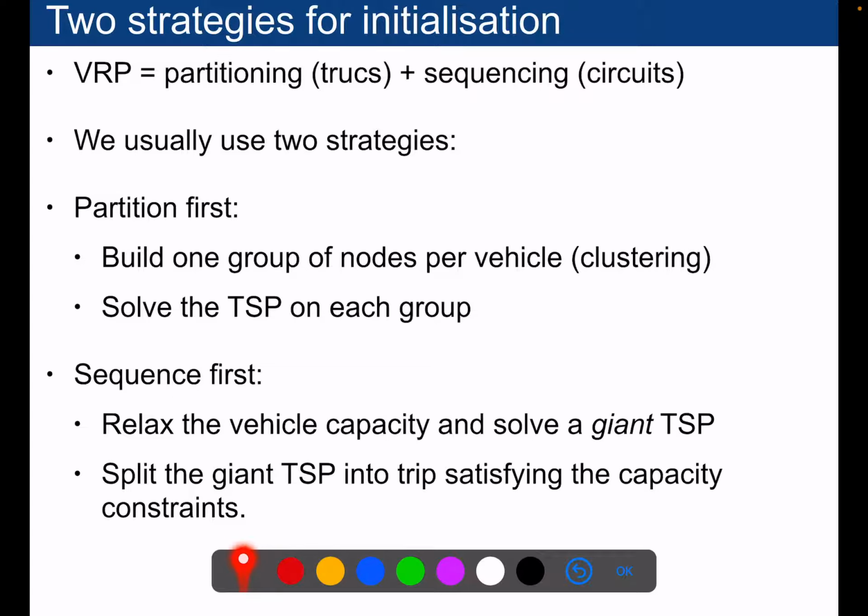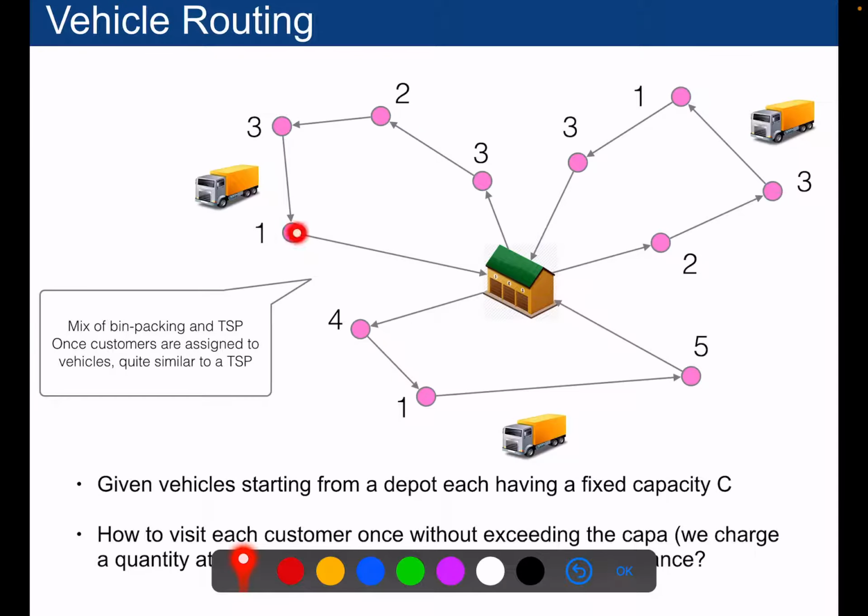So there are 2 different strategies to initialize a good solution for this problem before applying the 2-opt moves, for instance. The first idea is partition first, and the second idea is sequence first. In the partition first method, the goal is a kind of clustering problem. You need to first cluster the groups of customers, and once you have found the 3 clusters in that case, then you can solve a TSP for each of the clusters separately.